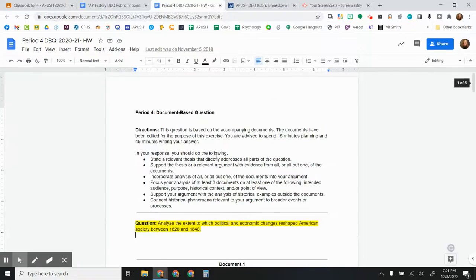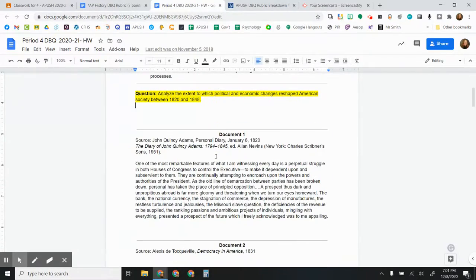Okay, so how do you begin? How do you even start? Well, what I recommend is that you deconstruct the prompt before you even look at any of the documents. Look at the question, look at what the question's asking you for, and determine what you know.